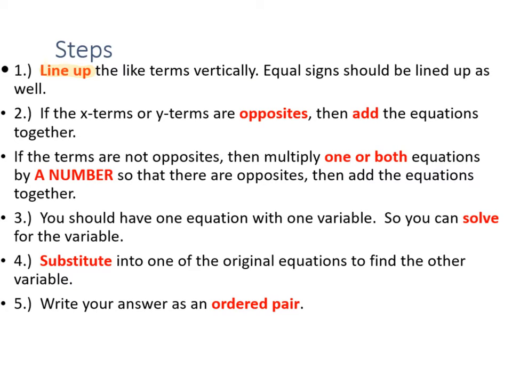If the x or y terms are opposites, then add the equations together. If the terms are not opposites, multiply one or both equations by a number so that there are opposites, and then add the equations together. You should have as a result one equation and one variable, so you can solve for the variable. Substitute into one of the original equations to find the other variable, and finally write your answer as an ordered pair.